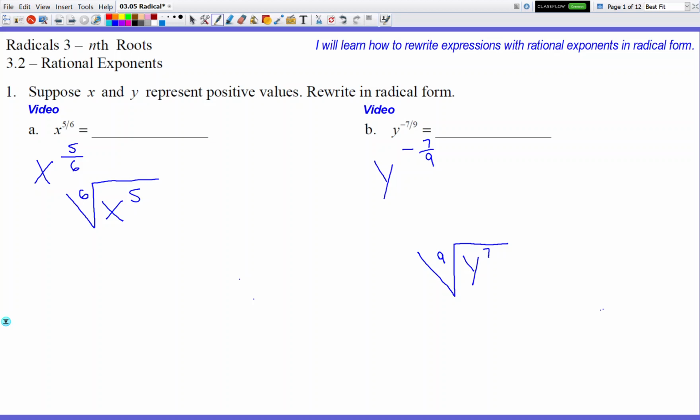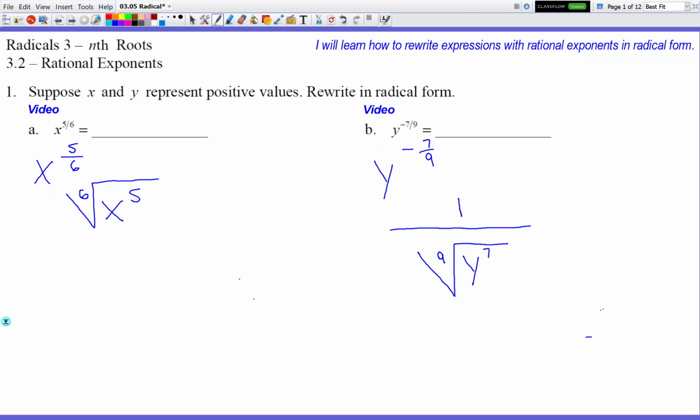So the negative also has a very different role from the numbers, the top of the fraction and the bottom of the fraction. The negative says you're going to put the entire radical, the 9th root radical of y to the 7th power, on the bottom of a fraction, and you're going to put a 1 up top. Okay, so there's your final answer.